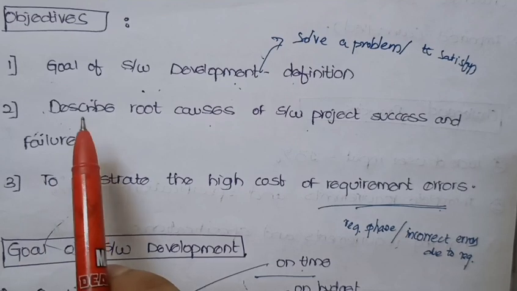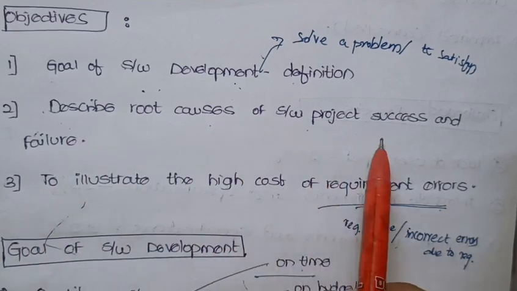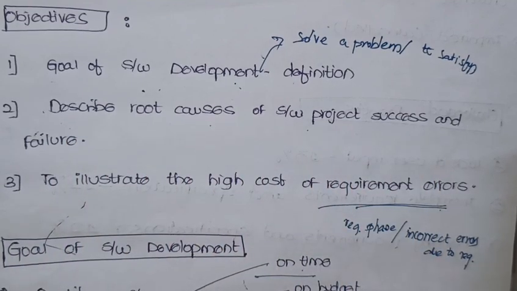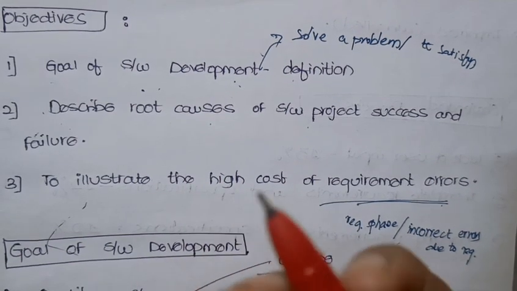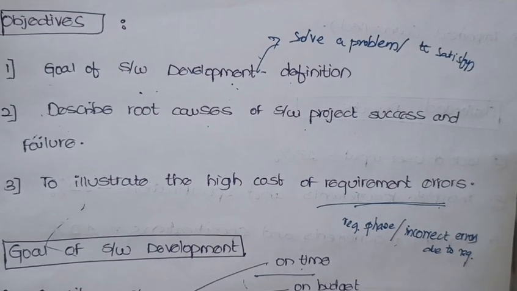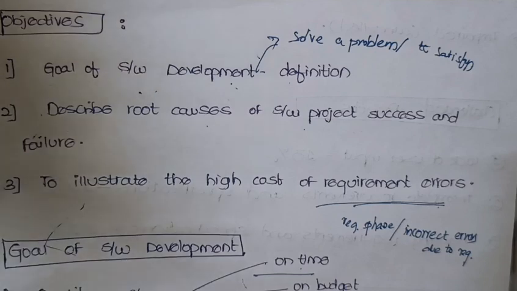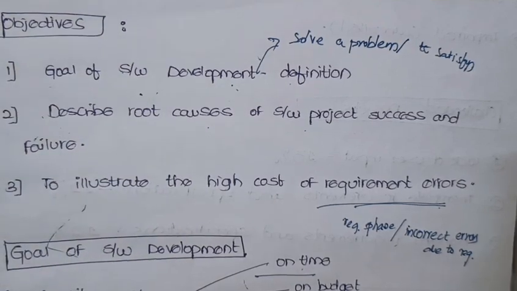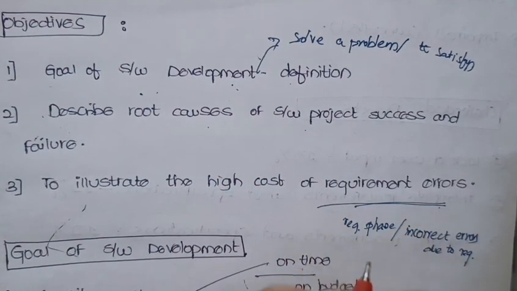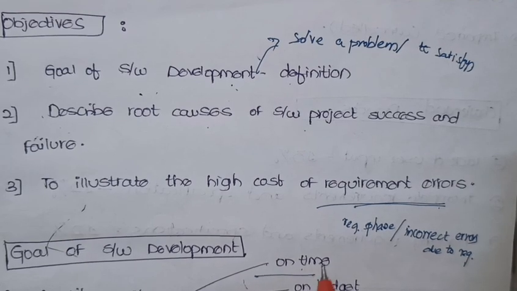The second one is to describe the root causes of software project success and failure. Not every software project that is developed can succeed. Some will fail. So we are going to define what causes a project to succeed or fail, and we are going to discuss how these root causes affect software project development.